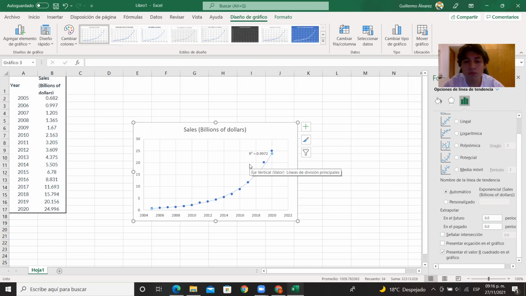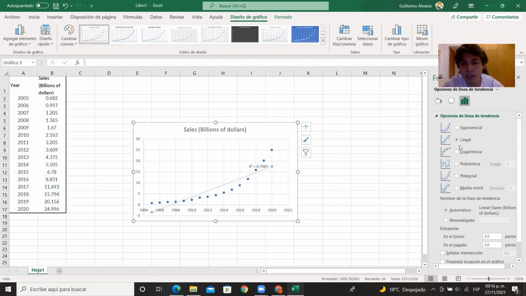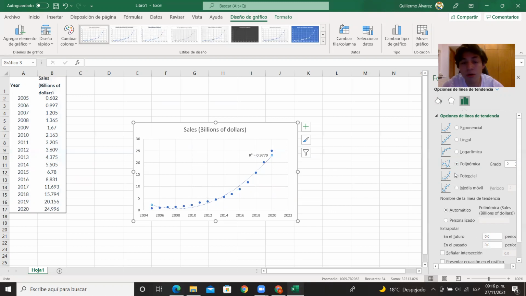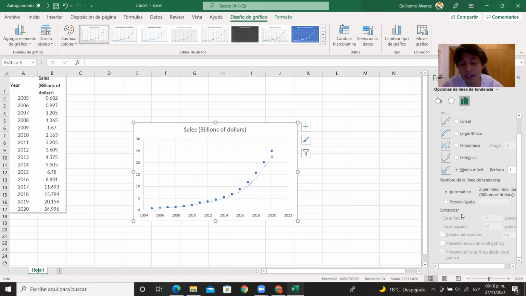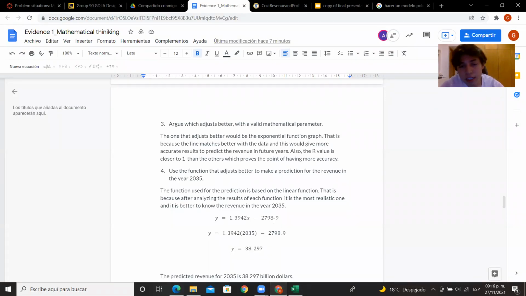So here we have 0.9972. And if we check with the rest of the other graphs, we're going to see that there's no other closer than the exponential one. The polynomial is close to 1, but not as close as the exponential one. And the moving average doesn't even have the value of R. So that's it, and we think that it's better to predict the value of the revenue in the future.